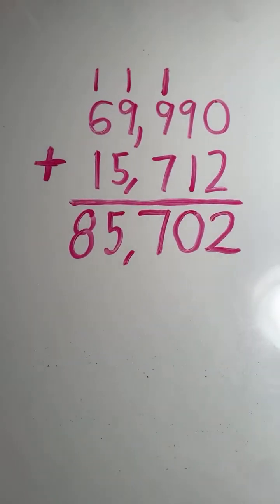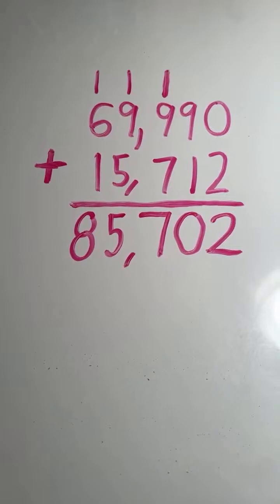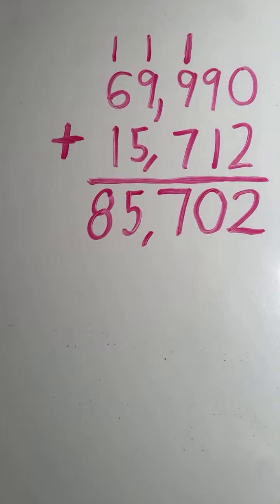All right, so we have our final answer, 69,990 plus 15,712 equals 85,702. All right, next example.